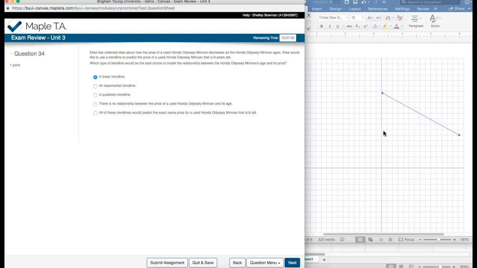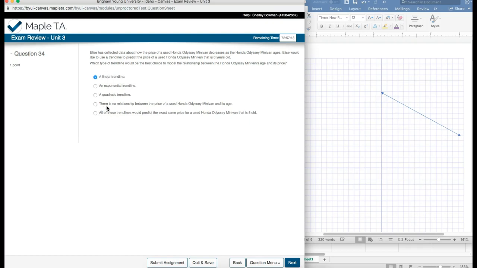A quadratic trend line would mean that I have some sort of vertex that is the very lowest point, or in this case probably the highest point because I'm looking downwards. But the price didn't start down and then go up and then go down. It's going to start at a high point and then drop off at a pretty constant rate, not increasingly like the exponential, but I don't have some sort of curve here. So I'm still going to stay with the linear trend line.